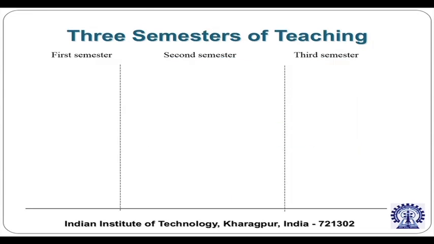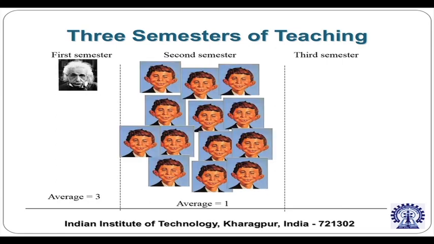Now there is a teacher who has 3 semesters of teaching experience, and this is the summary of his or her experience. In the first semester he gets a class with 1 student, and there is a high probability that the 1 student can be the genius student, and the genius student is actually there. So the class average is 3.